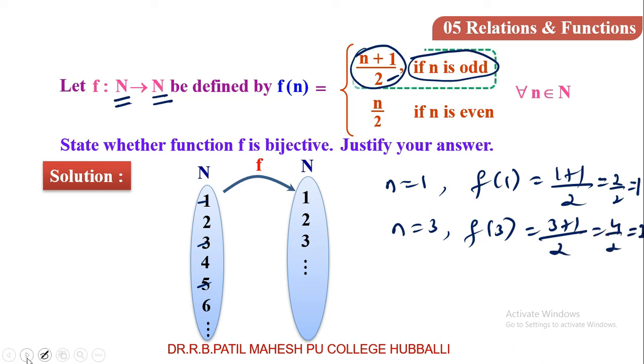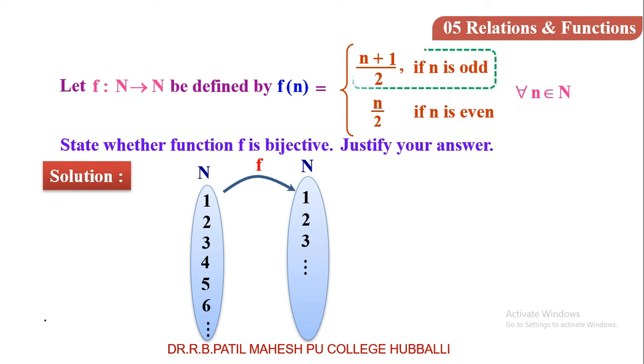So like this we have to get the number, students. So how are the elements from domain to codomain related? 1 is related to 1, 3 is related to 2, just now I have shown you how to calculate. 5 is related to 3. This is for odd natural numbers.